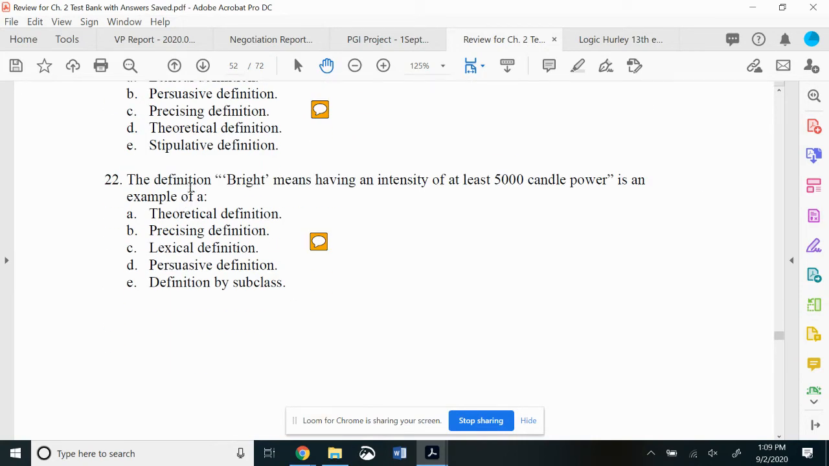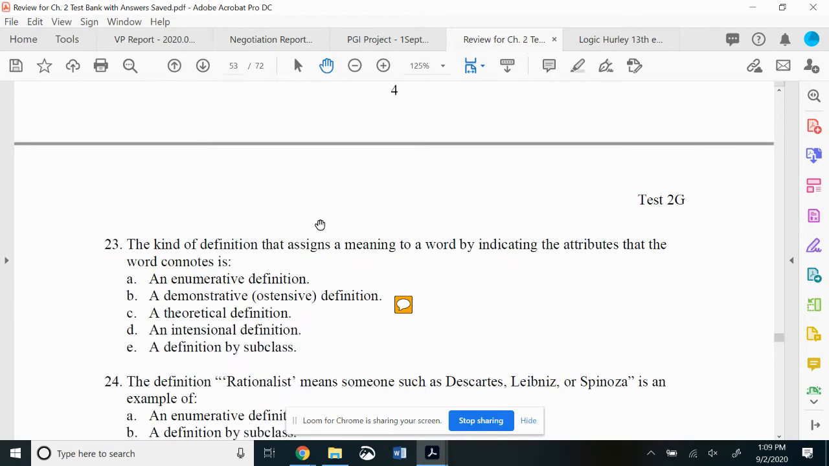22, the definition bright means having an intensity of at least 5,000 candle power. So this one, you can pause. I won't explain this, but this is just a precising definition, giving more precise information. What do precising definitions do? They eliminate vagueness. When you're very precise, you eliminate vagueness. Okay. 23.